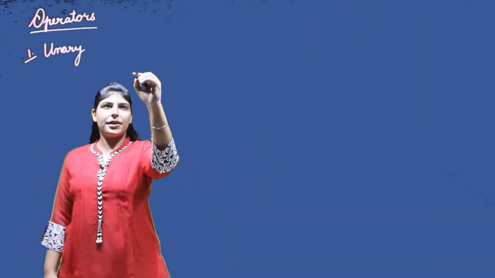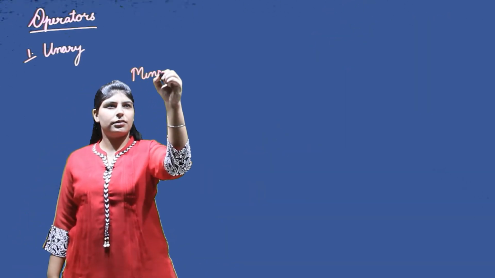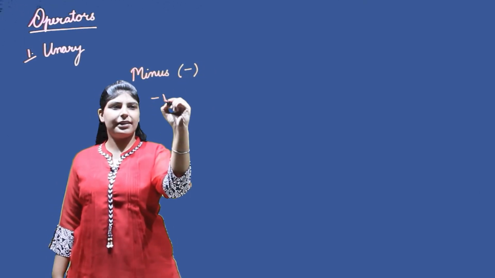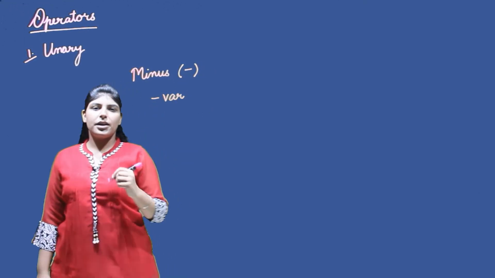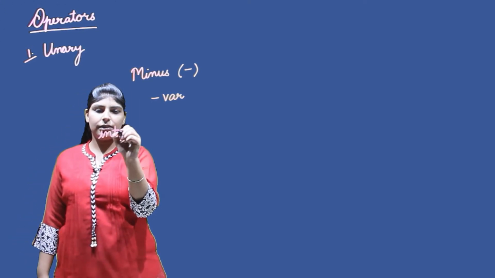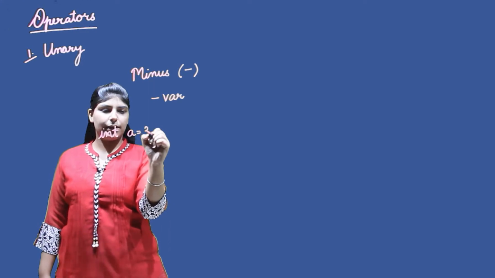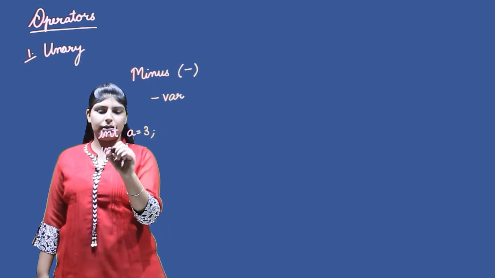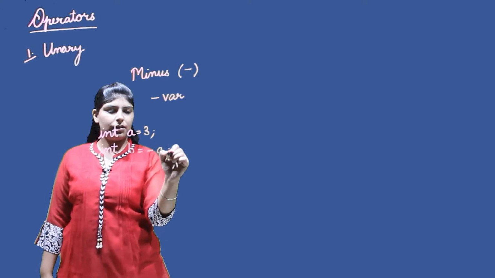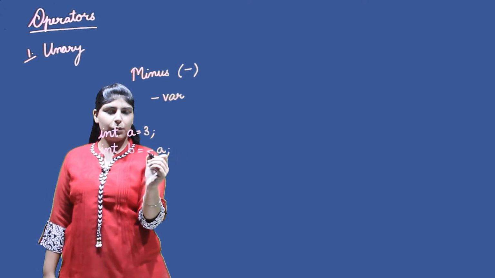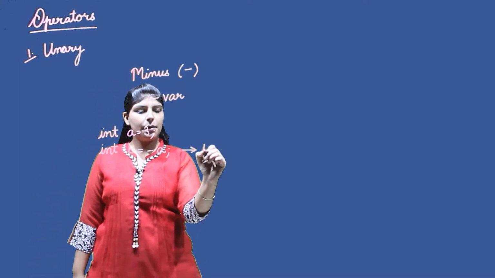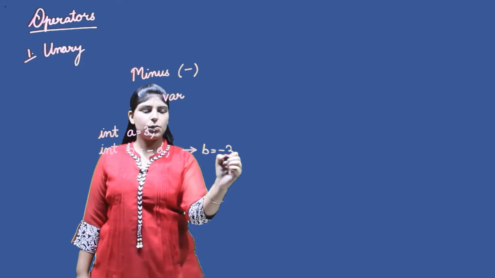The next unary operator is minus operator. It is a single minus sign. It is used as minus and then variable name, right? It is used to denote the negative value. So if I write int A is equals to 3 and int B is equals to minus A. So I am writing only one variable with minus. So minus is a unary operator. So here B value will be minus 3.